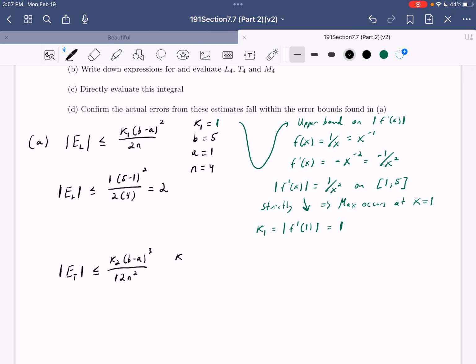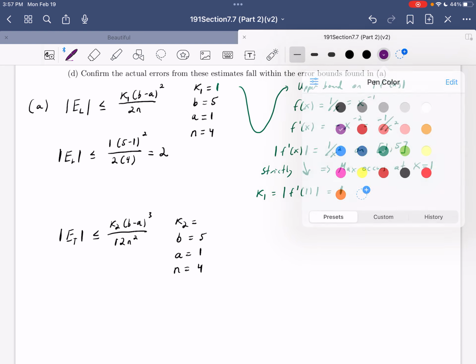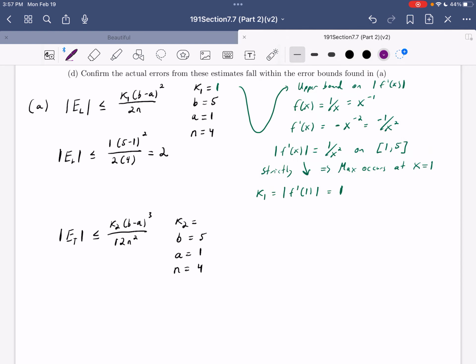Now, this one is going to require us to determine k2, so we're going to have to do a little work to do that. We'll need to know b and a and n. Now, of course, b, a, and n all stay the same, so that's 5, 1, and 4. For k2, unfortunately, we can't just use the value of k1 because this is going to be an upper bound on the absolute value of the second derivative.